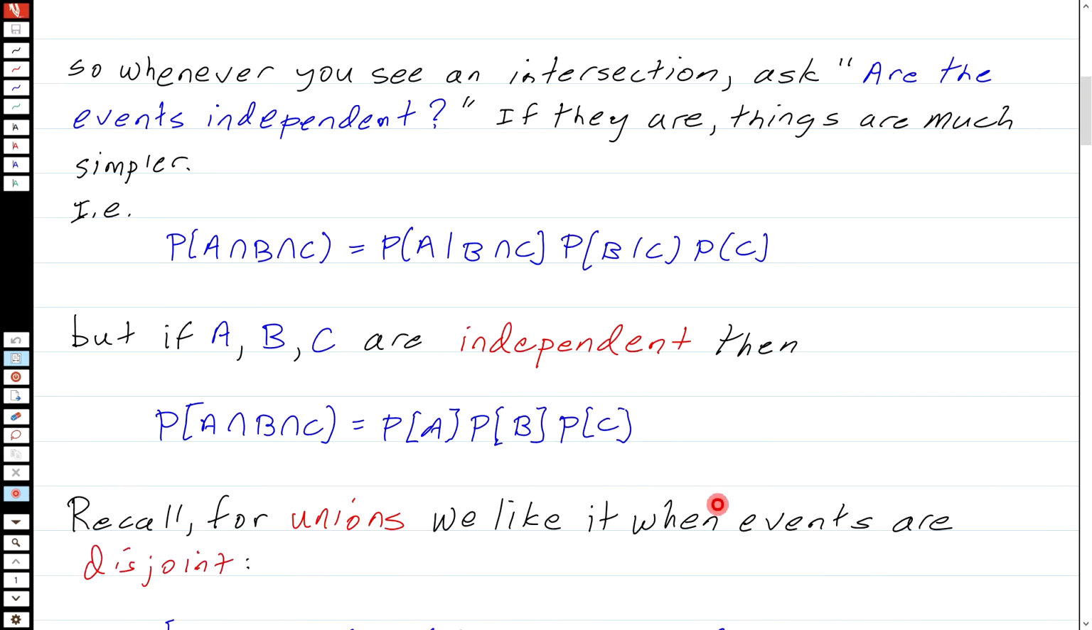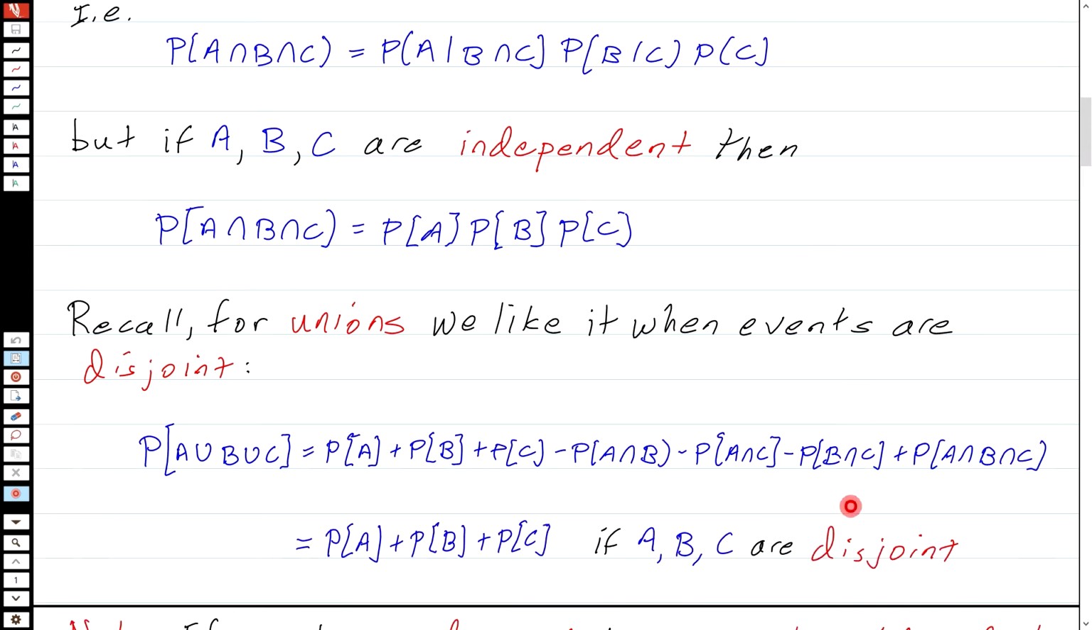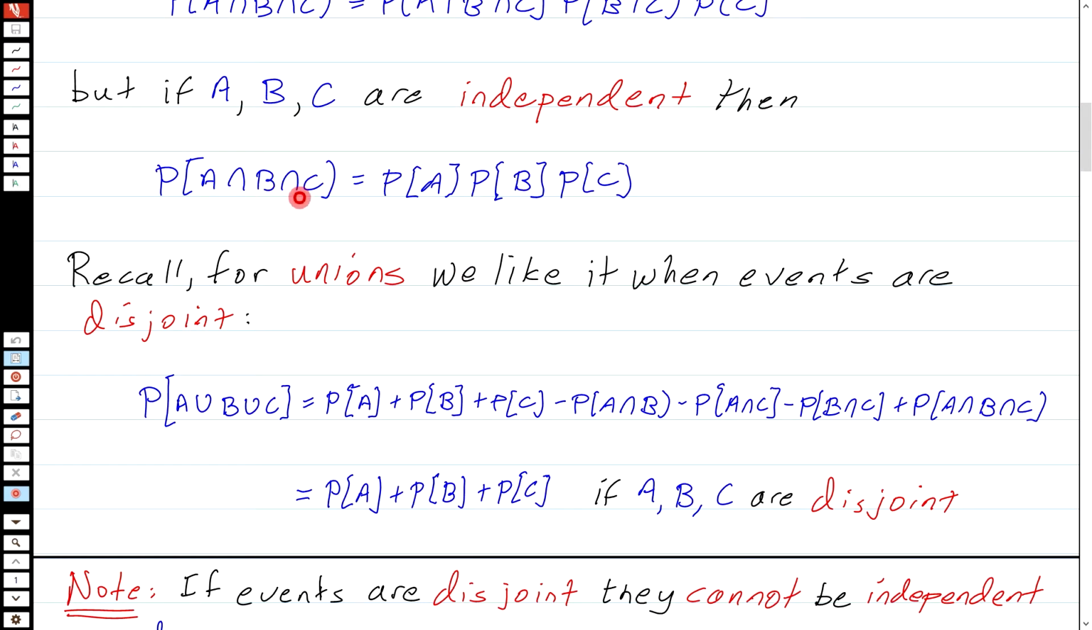Much simpler. For unions, just to recall, we like it when events are disjoint. The probability of A union B union C would normally be composed of 7 terms, but if they're disjoint, it's just the sum of 3 terms. And if they're independent, then the probability of their intersection is just the product of the 3 probabilities. So independence we like for intersections, disjointedness we like for unions.